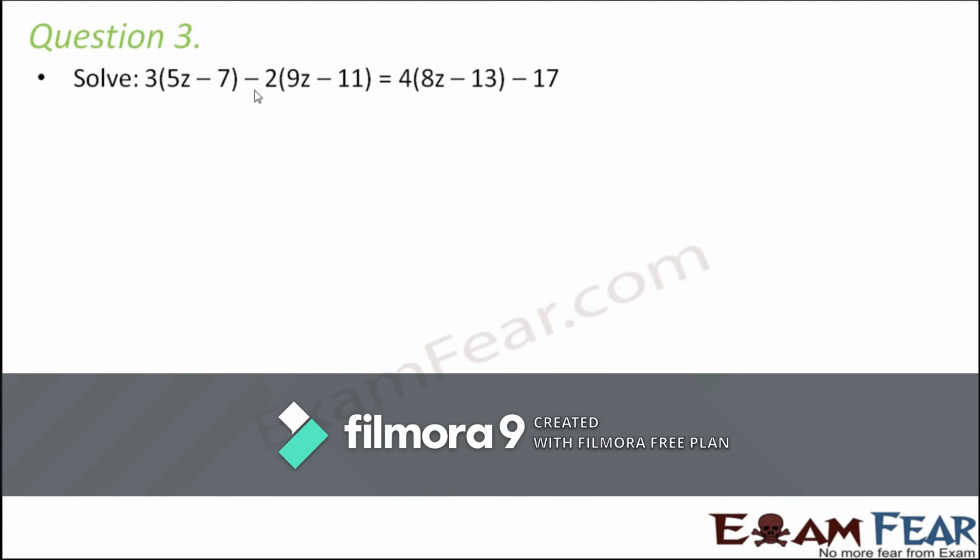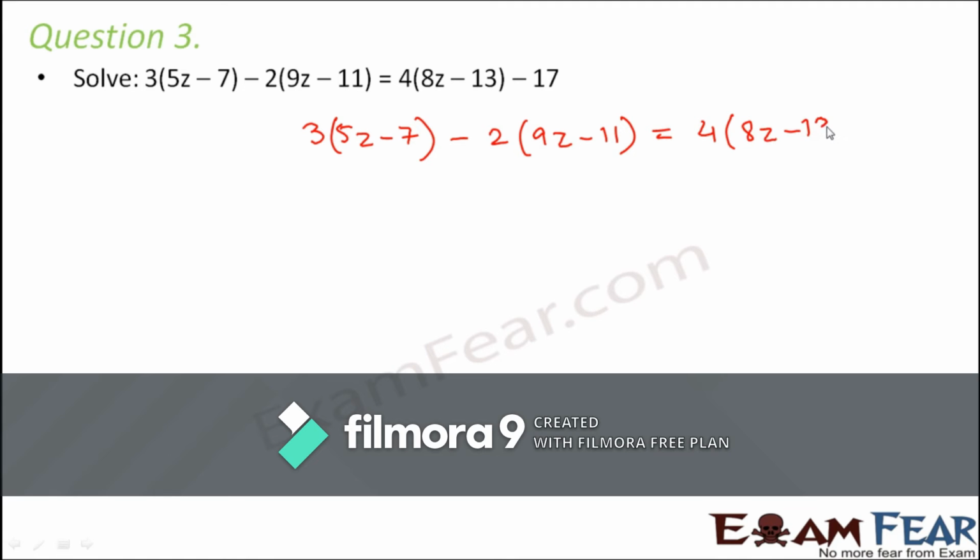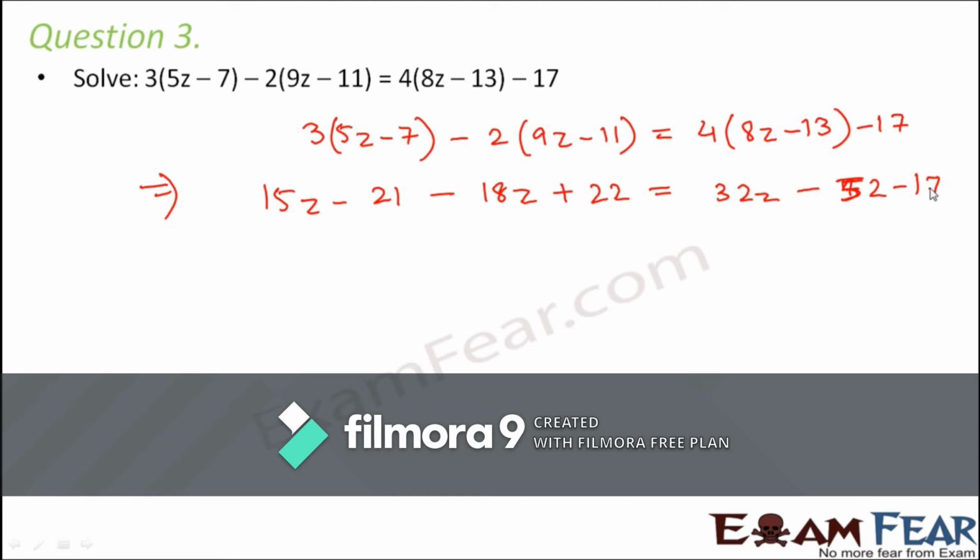Question number 3. Solve 3 into (5z minus 7) minus 2 into (9z minus 11) is equal to 4 into (8z minus 13) minus 17. So this is pretty much simple. So all we need to do is we just calculate the values. So 5 3s are 15z minus 21 minus 18z plus 22 is equal to 32z minus 52 minus 17. So again the same thing, let's first bring all the variables on one side.